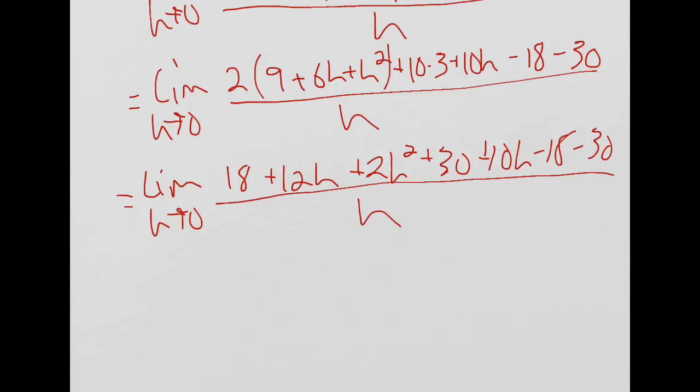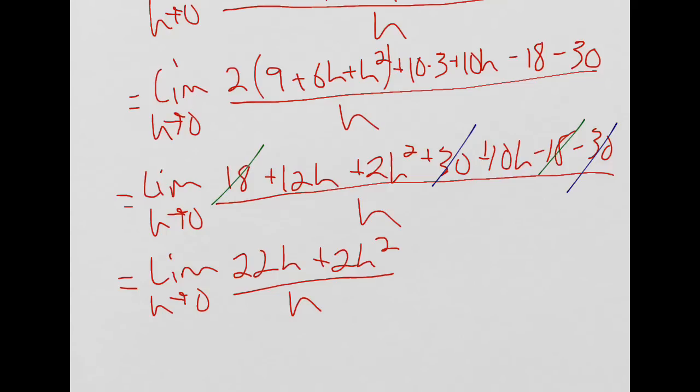So what I want you to notice is that I got an 18 here, that's positive, and a minus 18. So they cancel. Similarly, I've got a plus 30 and a minus 30. They go away. If I've done my work right, then things like this should happen. I'm going to collect my terms. You should see I had a 12h and a 10h. They made 22. 2h squared came with 2h squared. And I got this guy on the bottom.